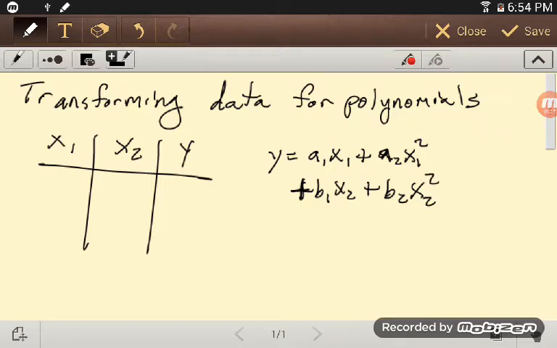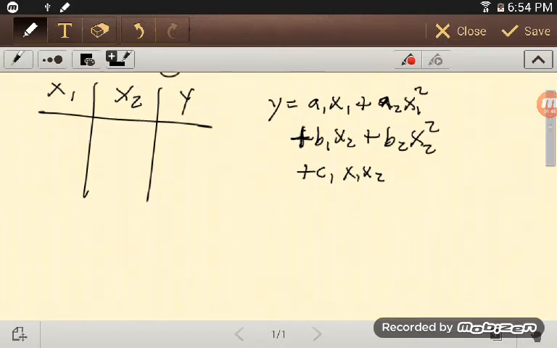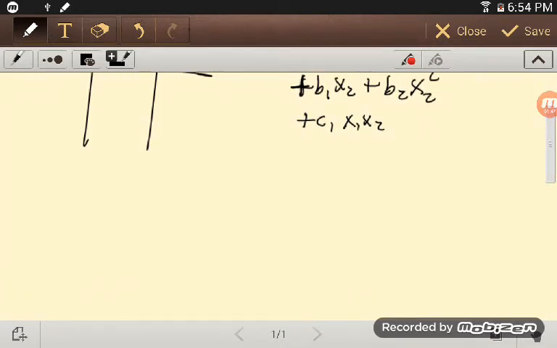So we will just need to make columns for those, but we can even have mixed terms, so plus, say, c1, which is maybe x1 x2, and interaction terms is what those tend to be called in the modeling biz. That x1 and x2 could interact, and we could add cubes and so forth. So to do this we just need to add those columns.